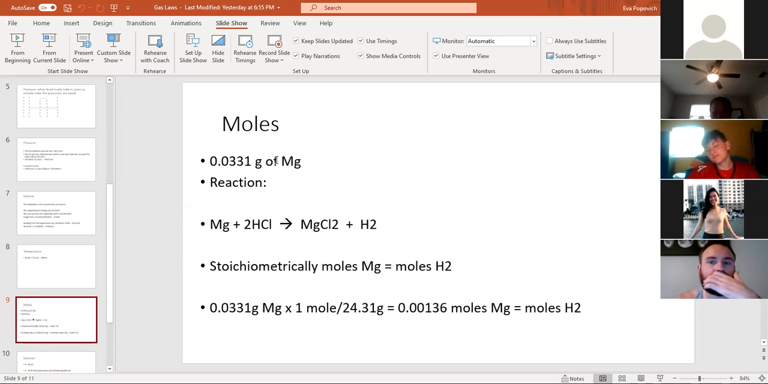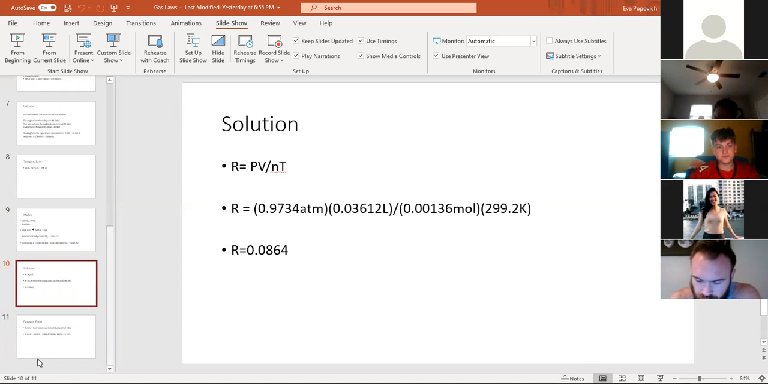So now I have all 4 of my values. All I got to do is solve for R. From PV = nRT, R is equal to my pressure I figured out times my volume in liters divided by the moles of hydrogen multiplied by my temperature. I do all this math out and I get an R value of 0.0864. Questions about that, guys?